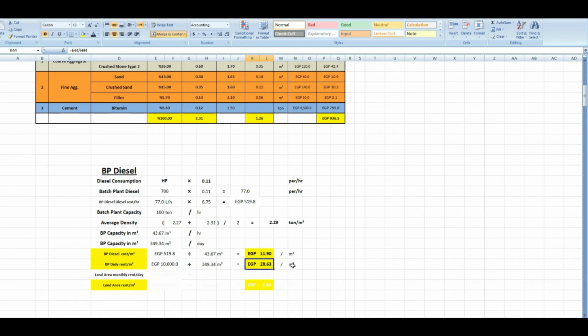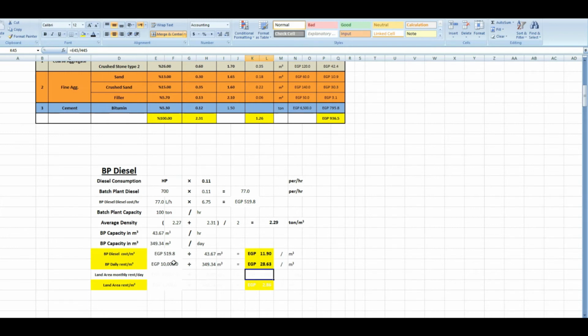1 meter cubic costs 28 Egyptian pounds point something, equal daily rent of the batch plant as equipment over its daily production equal 28.6 something.